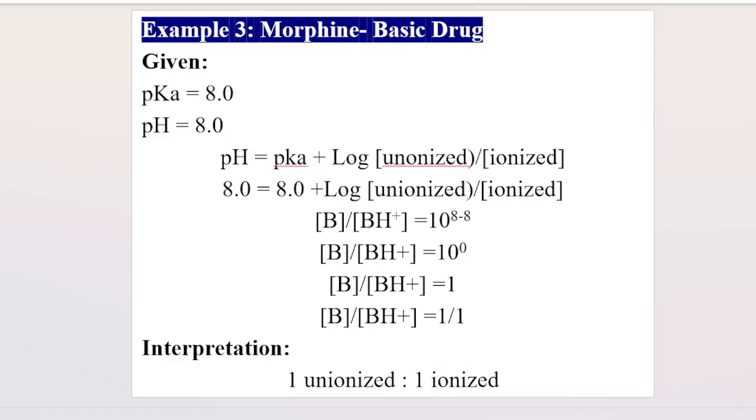And if the pH and the pKa value are equal, again the same formula applies. If the pH is equal to the pKa, the ratio between the ionized and unionized form of that drug will be equal. From the equation, the ratio is equal to 1 by 1. So the ratio is equal.